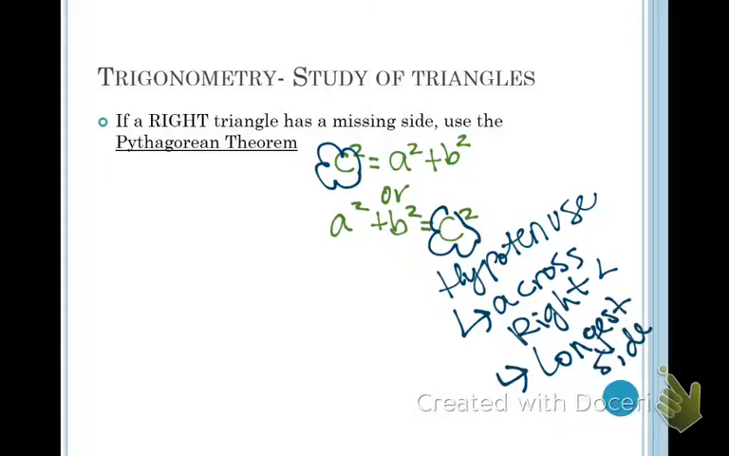Longest side. Okay, so whenever we did that section, a lot of people struggled with figuring out which is the hypotenuse. You're going to need to know the hypotenuse for this section as well. Okay, so it will never change. It's always the longest side and across from the right angle.